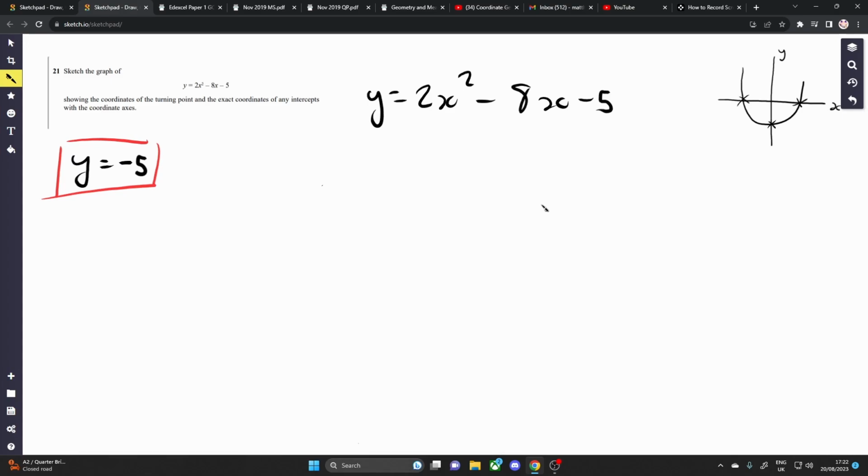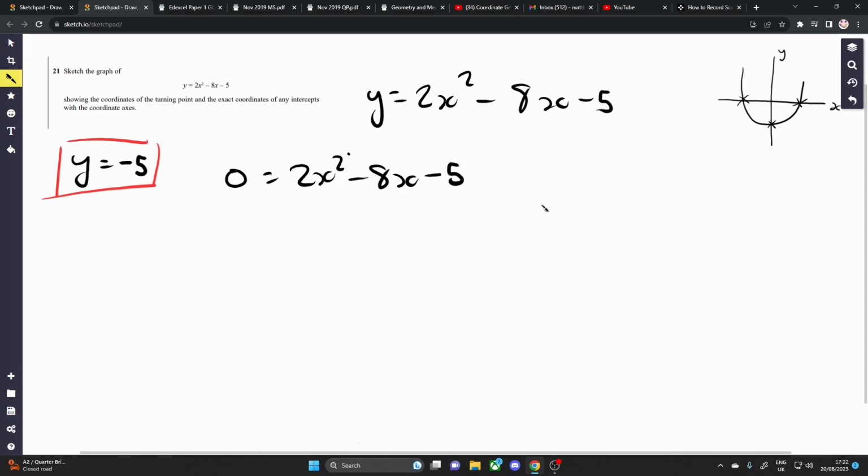Okay, so now we've done that, we're going to work out where it crosses the x-axis. So we've done the y-axis, now we're going to work out where it crosses the x-axis. So that is when y equals 0. So we're going to say this time that 0 equals 2x squared minus 8x minus 5.